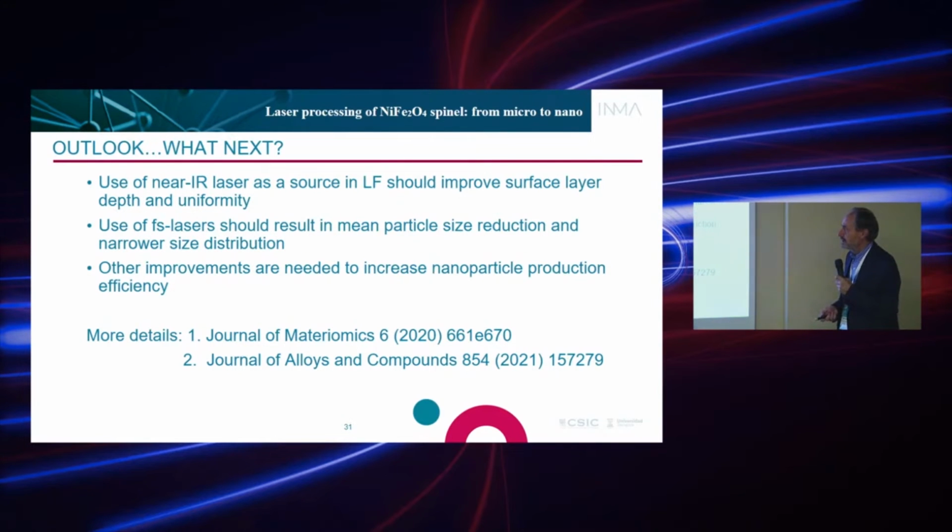I would say, what is next? Probably the use of near IR laser sources would be an advantage in the laser furnace. We use the CO2 laser. This is much more aggressive on the surface. It does not penetrate so much. And so we will have much better control of the melt in the process if we use a near IR laser. We can use also femtosecond lasers, which we now have in different wavelengths, to reduce the particle size and the particle size distribution, most likely.